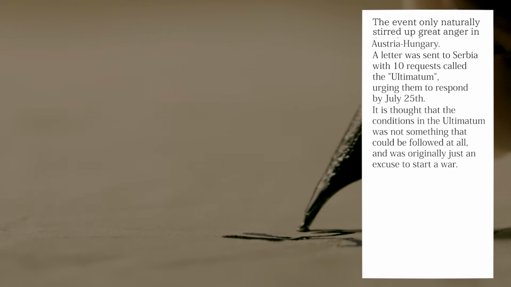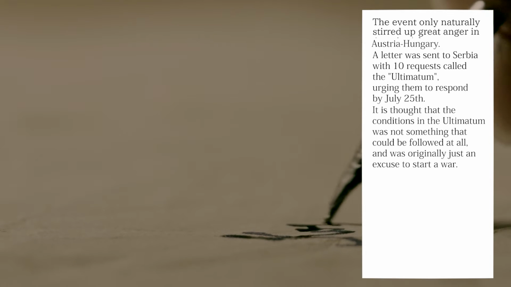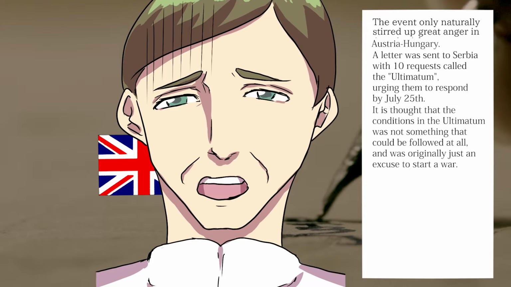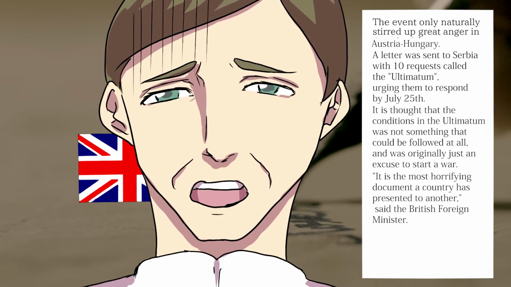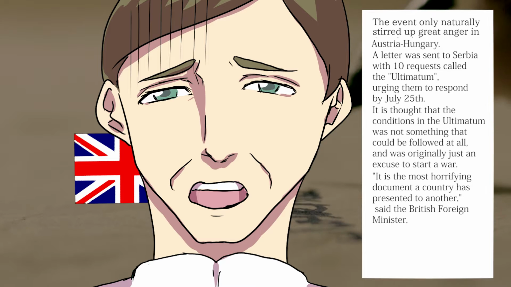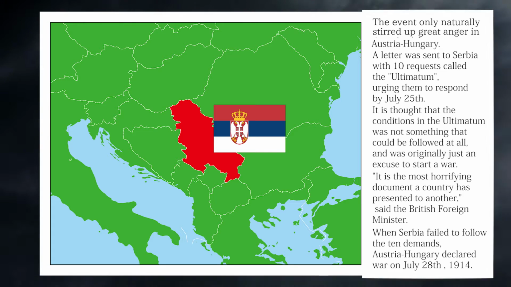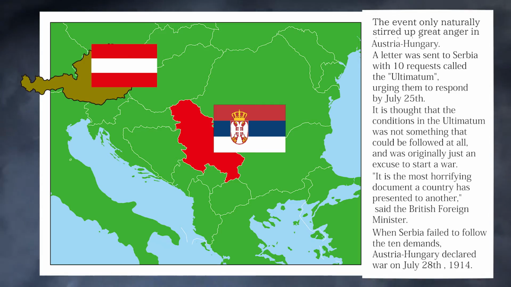It is thought that the conditions in the ultimatum were not something that could be followed at all, and were originally just an excuse to start a war. "It is the most horrifying document a country has presented to another," said the British foreign minister. When Serbia failed to follow the 10 demands, Austria-Hungary declared war on July 28, 1914.